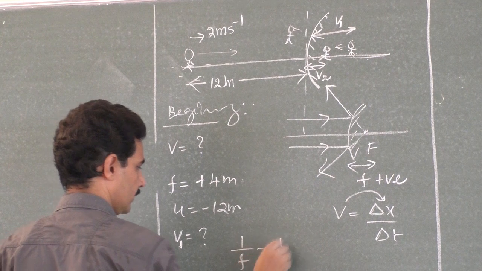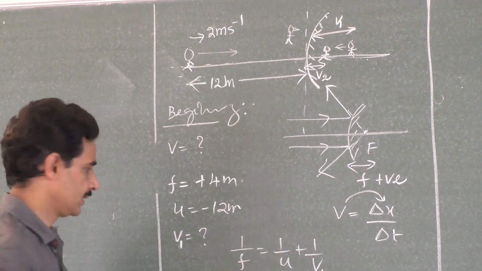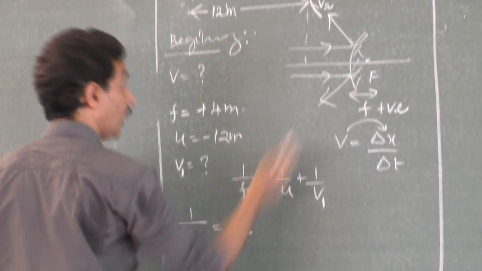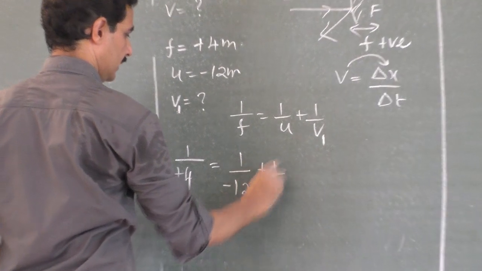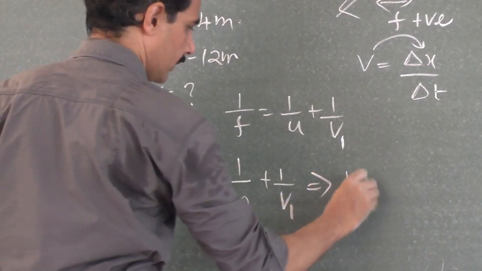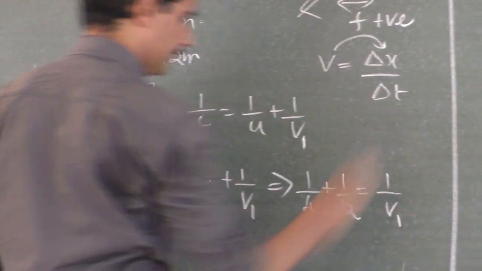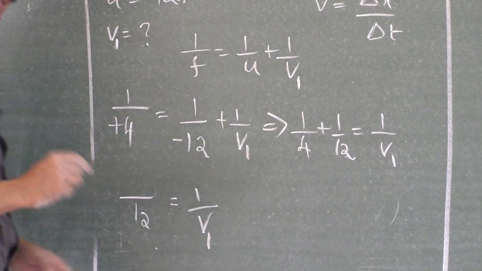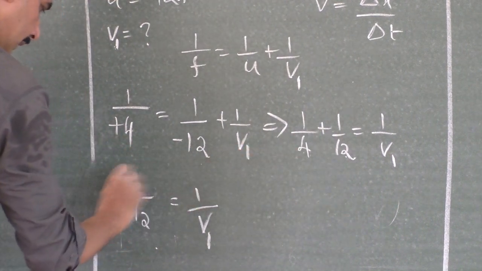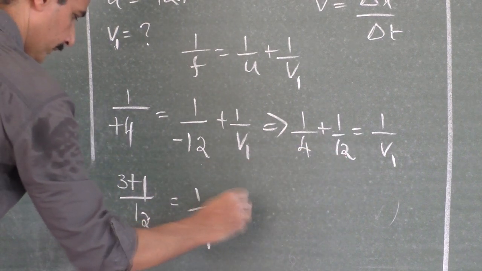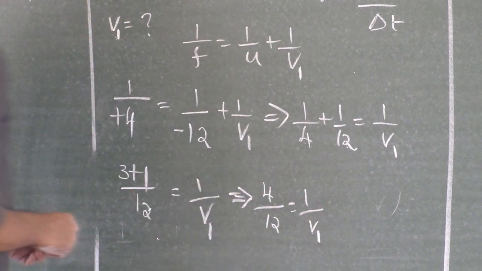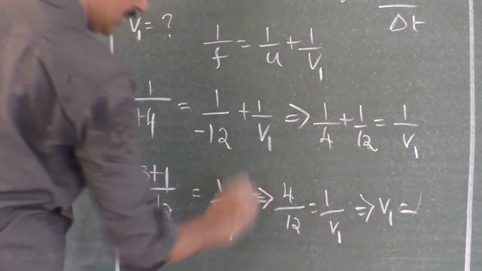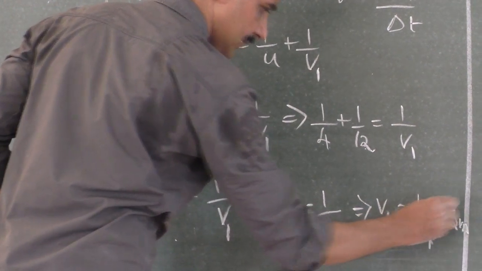You know the formula 1 by f is equal to 1 by u plus 1 by v1. 1 by positive focal length 4, convex, is equal to 1 by minus 12, the object being on this side, plus 1 by v1. This becomes 1 by 4 plus 1 by 12 is equal to 1 by v1. Common denominator 12: 3 plus 1, 4 by 12 is 1 by v1. Everything is in meters. So v1 is 12 by 4, that is 3 meters.